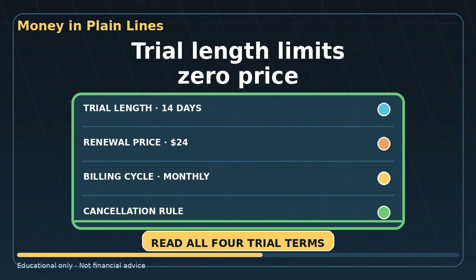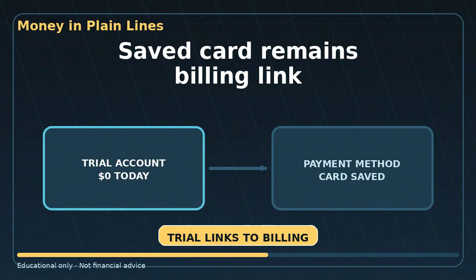The saved card also has a specific role. It links the trial account to a payment method so the later billing state can operate under the agreement. It does not prove that Sophia noticed every term, used the app, valued the service, or received a refund.